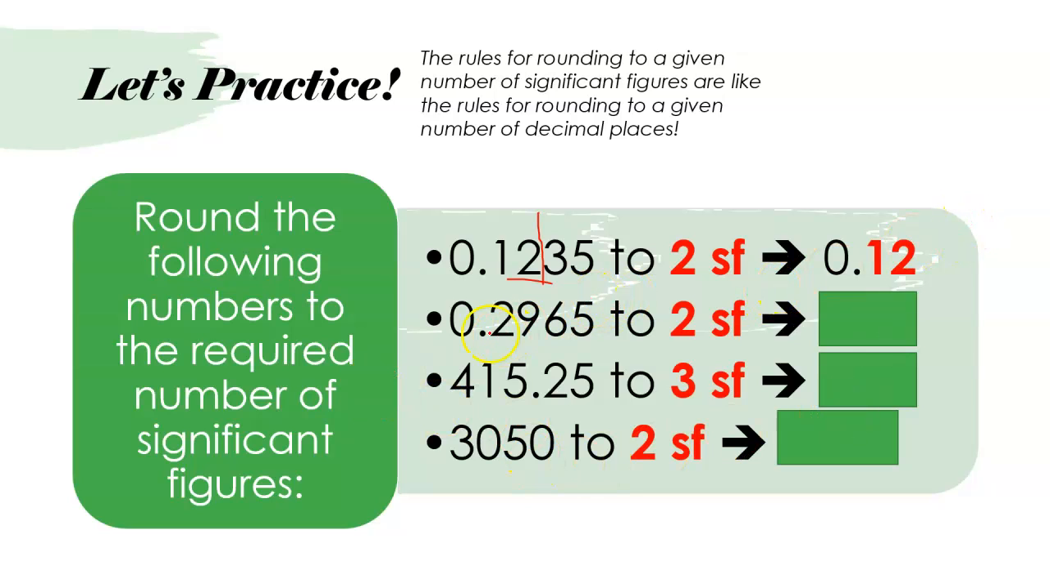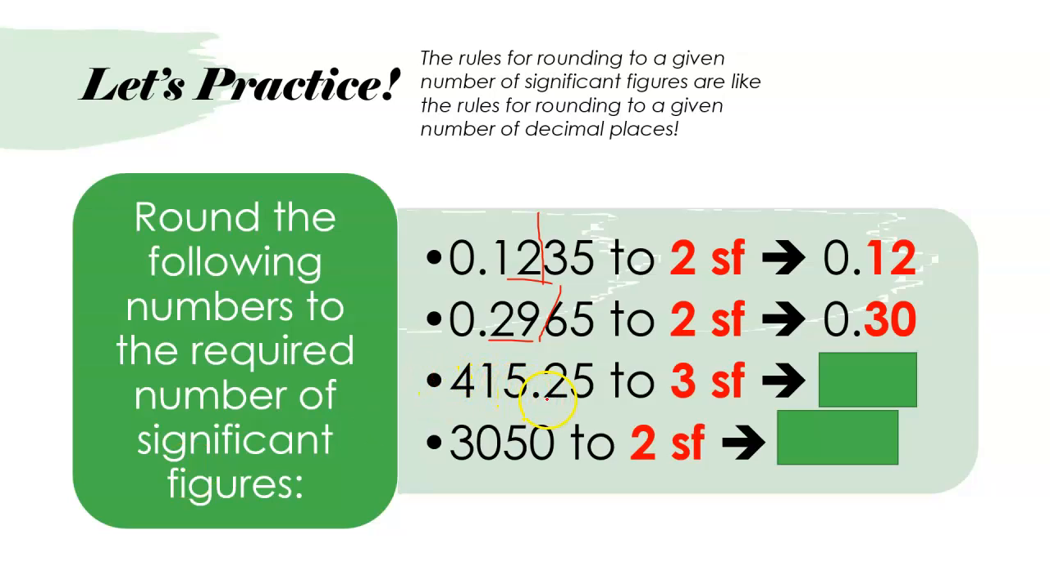For your next example, not significant since it's a leading zero. These 2 are significant. Here's my cutoff. Greater than 5, so I'm going to round up, but this is 9, which means the 2 gets rounded to a 3. I rounded to 0.30. Now make sure you include the 0 here because we want 2 significant figures. If you had to put your answer only as 0.3, that's only one significant figure. The 0 is significant since it's a trailing 0, and I see a decimal place.